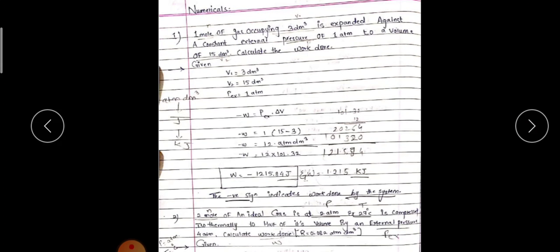1 mole of a gas occupying 3 dm cube is expanded against a constant pressure of 1 atmosphere to a volume of 15 dm cube. You are given V1 and V2, and the external pressure is given. You have to calculate the W max. That may be for MCQ purposes. You have to remember this formula: minus W is equal to P external, or say PE, into delta V.